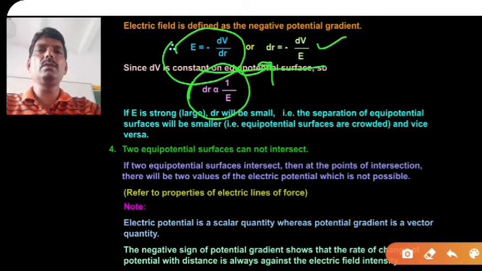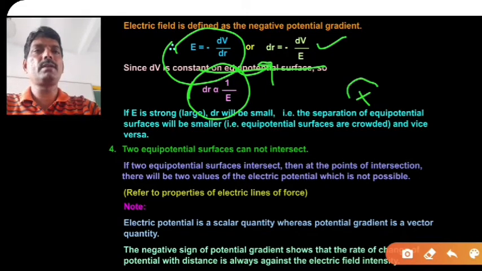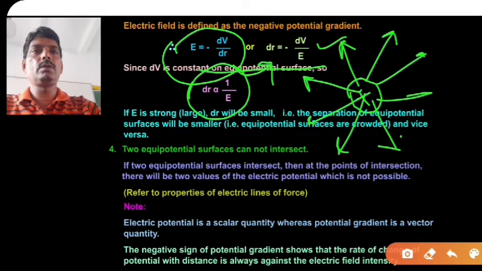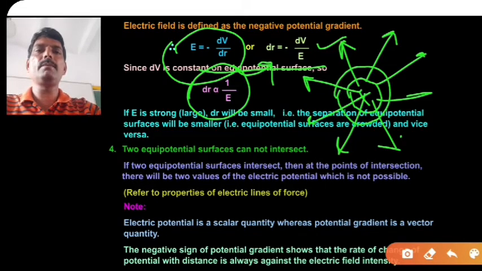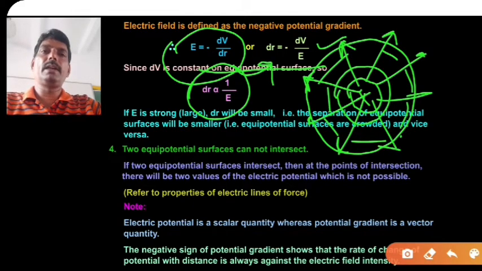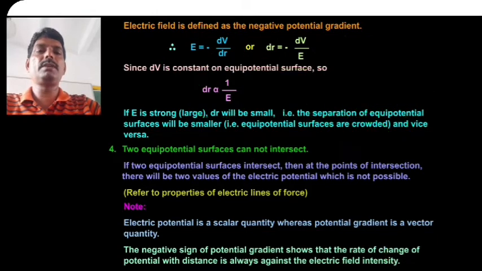So, where the electric field is strong, for example, if you draw it for this positive charge and electric field lines like this, in this region where dr is very small, the electric field will be very strong. And in this region, the distance between them is very large, so you can say that here the electric field is weak. So, this is about this point.